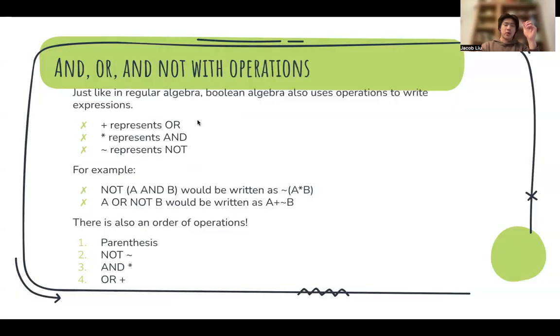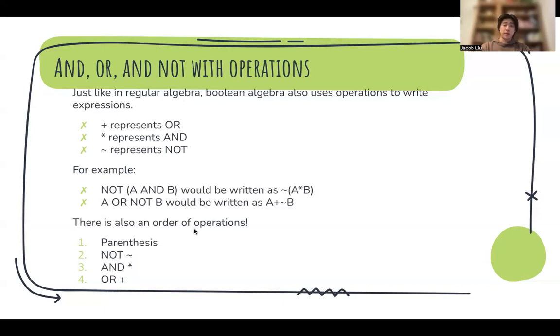All right. Now we have operators. Just like in regular algebra, regular math, Boolean algebra uses operators to write the expressions. So the plus sign represents or, the multiplication sign represents and, the tilde represents not. So for example, not (A and B) can be written as tilde, parentheses, A, multiplication sign, B.